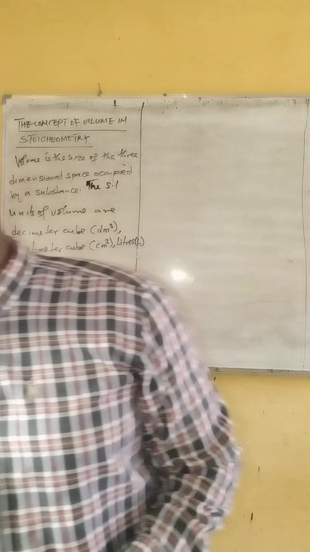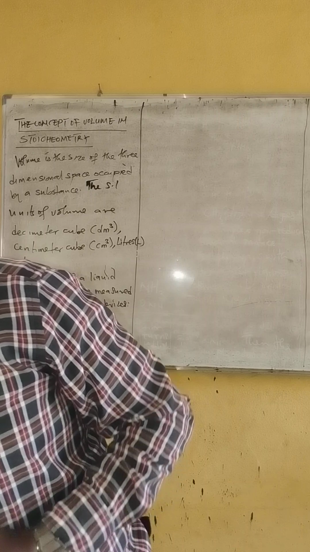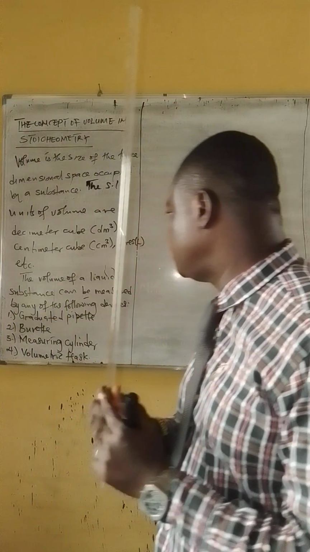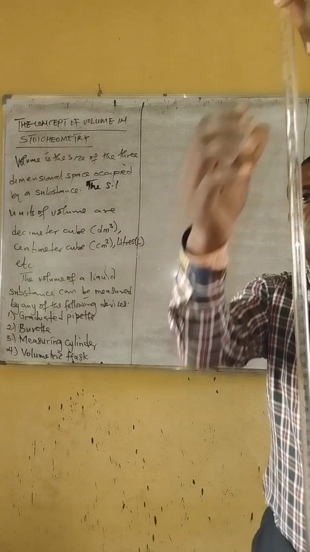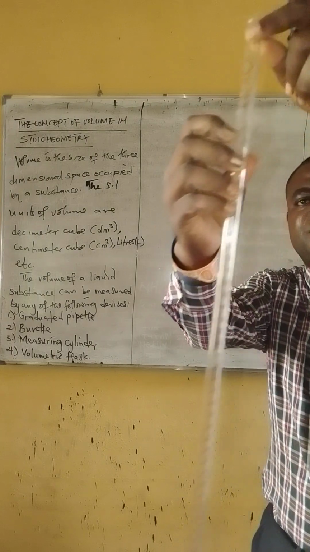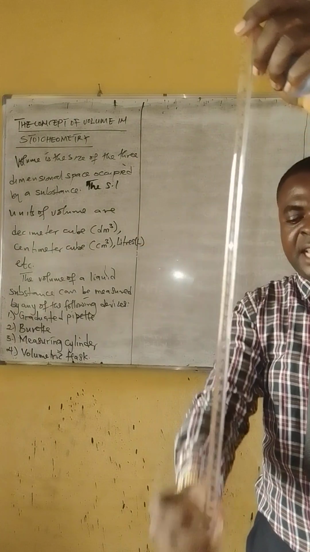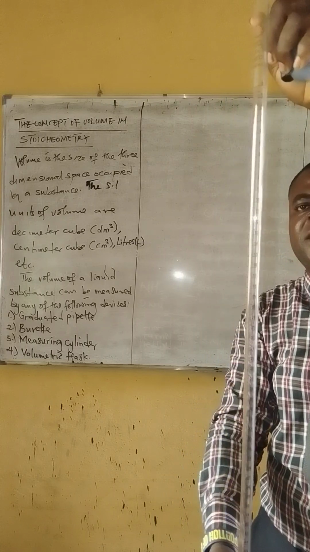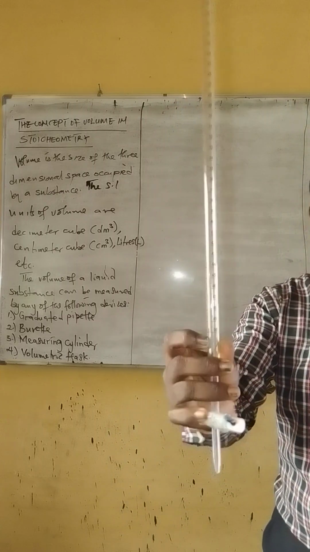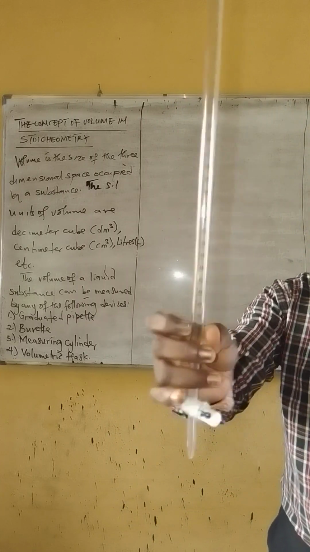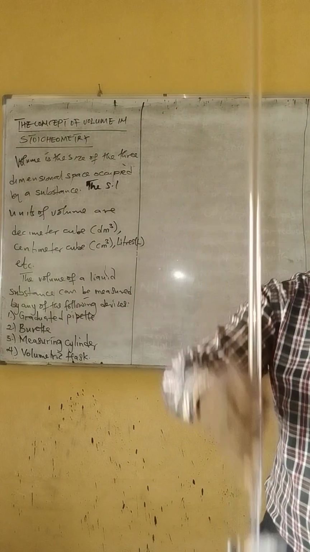Then another thing we use to measure the volume of a substance is the burette. This is a burette. You can see that it is calibrated. This is 0 centimeter cube, and the last number here is 50 centimeter cube. So the maximum volume of liquid this one can carry is 50 centimeter cube. That is the burette.